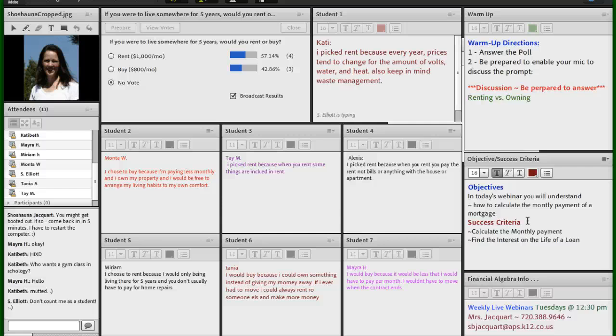And then Tay picked rent because there are things included in rent, okay? And Alexis picked rent because when you rent, you pay rent, not bills or anything with the house or apartment. So those are all along the same reasonings. Miriam chose rent because she would be the only one living there for 5 years and doesn't want to pay for home repairs. Okay, so that's a valid one too. Tanya would buy because she feels like she's giving her money away if she rents. If I ever had to move, I could always rent to someone, and you can make it into a rental property. That's true. And then Myra would buy because it would be less per month.